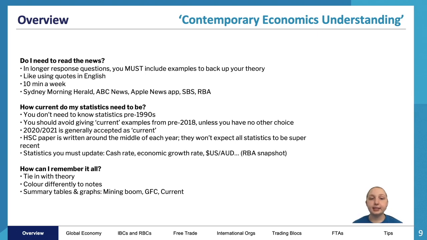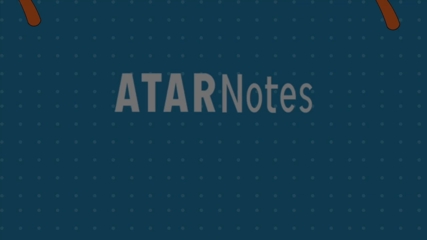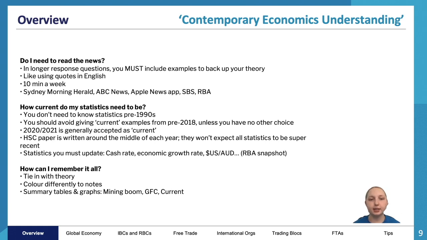The other thing a lot of people ask is, in terms of the word contemporary, how current do statistics need to be? So you, sitting in economics, don't need to know any statistics pre-1990s. I would say avoid giving current examples from before 2008 unless you don't have another choice. Generally, 2020, 2021 is accepted as current, and your HSC paper is usually written around the middle of the year. So they're not going to be expecting you to have statistics from the day before your exam. It's not that current.